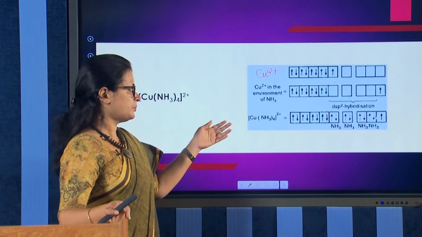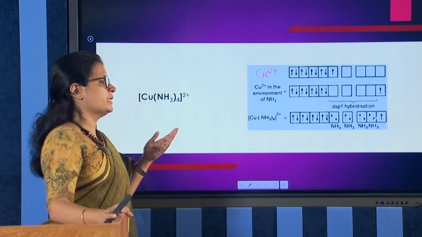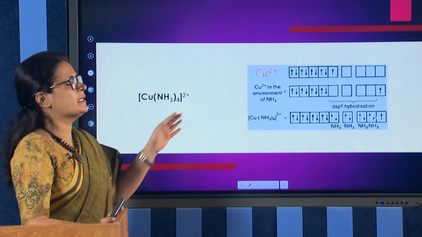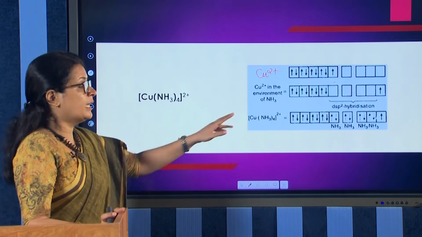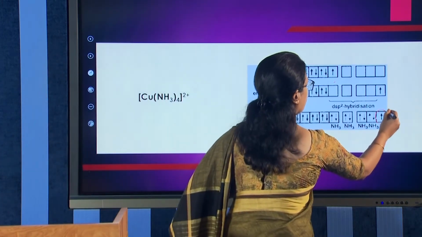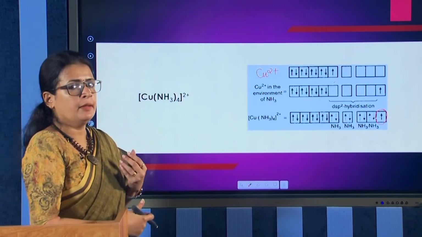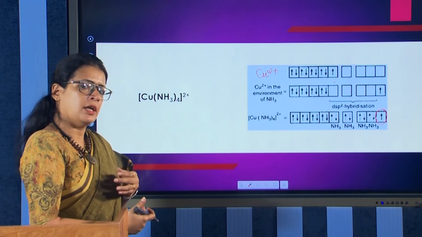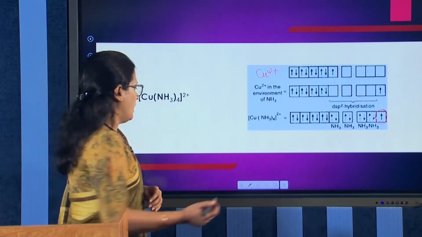And what about the magnetic property of the complex? It is a paramagnetic complex, because there is one unpaired electron in the complex. If an unpaired electron is there, you will call it paramagnetic, and if there are no unpaired electrons, it is diamagnetic.